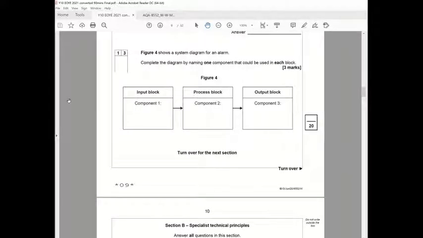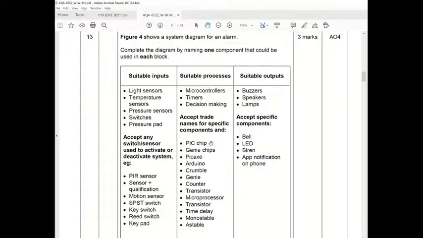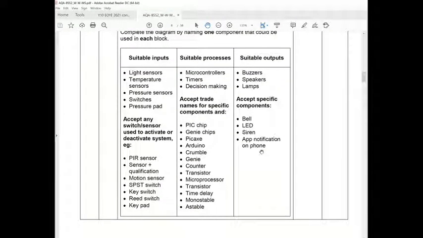Now, that's all very technical, but basically what we're talking about is inputs are switches, processes are transistors or microcontrollers, and then outputs are speakers, heating elements, for example, all sorts of lights, LEDs, so anything which affects the external environment. There's loads and loads of them, and let's just have a quick look at all the different ones you can have. Bell, LED, siren, as you can see, are the suitable outputs. The inputs: light sensors, pressure sensors, switches, pads, motion sensors.